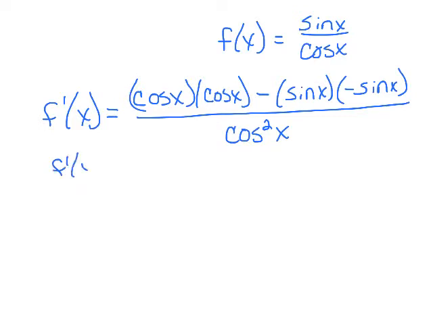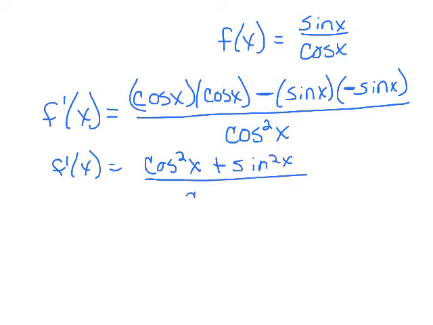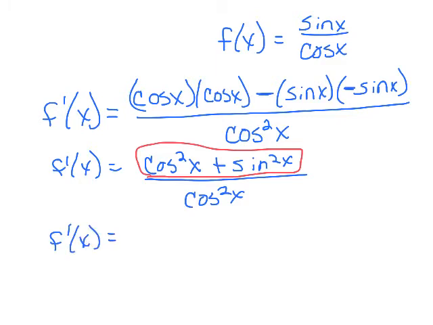That means I have cosine squared of x. My two negatives multiply and create a positive times sine squared of x, all over cosine squared of x. So this is the Pythagorean identity, cosine squared plus sine squared. That's equal to 1. So the derivative of tangent ends up being 1 over cosine squared, which is the same as secant squared of x.